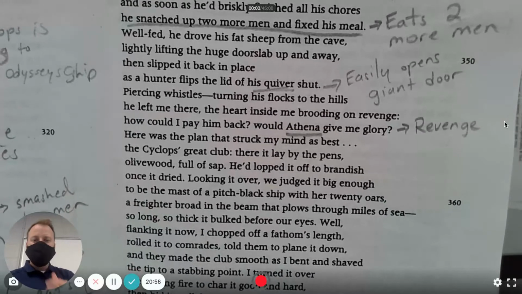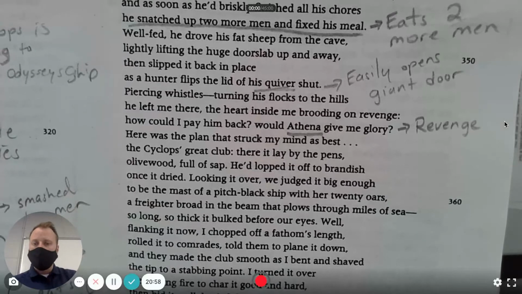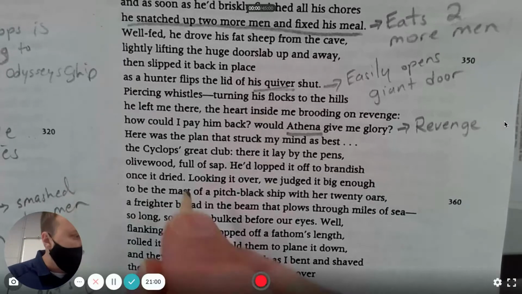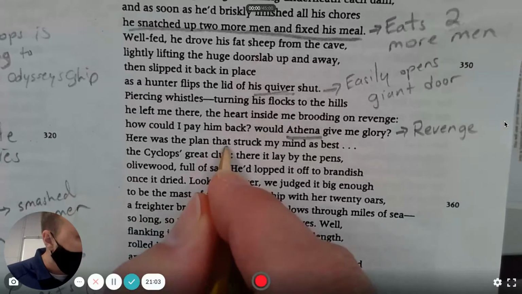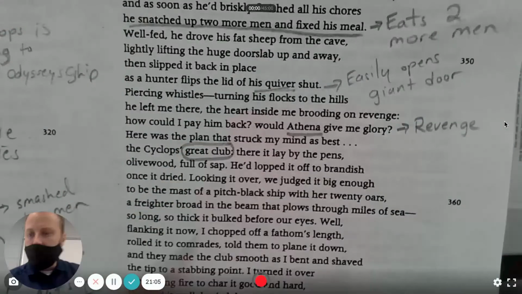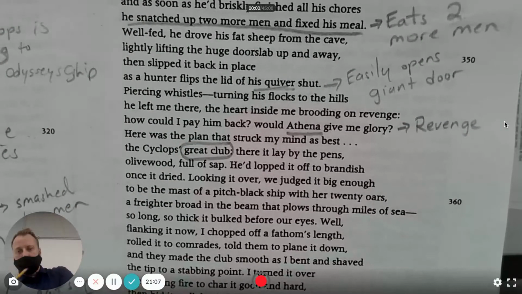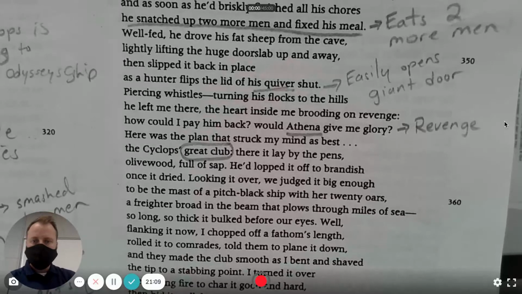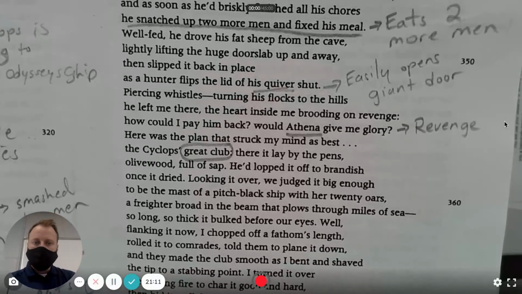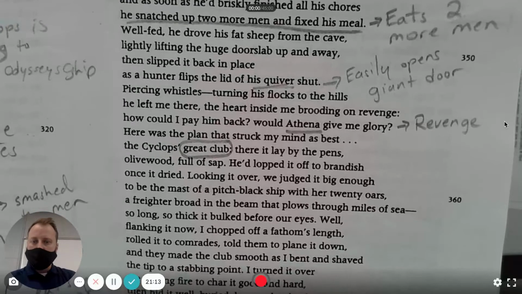He'd lopped it off to brandish once it dried. So he has this very large club. Okay, it's like a hammer or a mallet that he clubs things with and kills things with. There's this great club. He lopped it off to brandish once it dried.